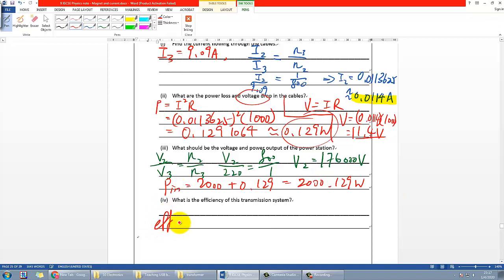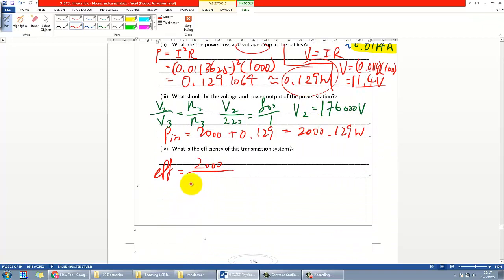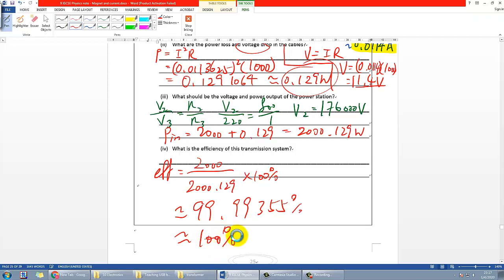Finally, let's calculate the efficiency, and of course we know it will be extremely high because the actual useful power, I'm not going to write the equation again, so simply the useful power is 2000, which is the one in the building, and the one you actually had to spend initially, input initially, is 2000.129. So if you try to really use your calculator, I actually bet it's very close to 100%. So, well, actually, yes, you will find it's 99.99355%. Let's just call it nearly 100.